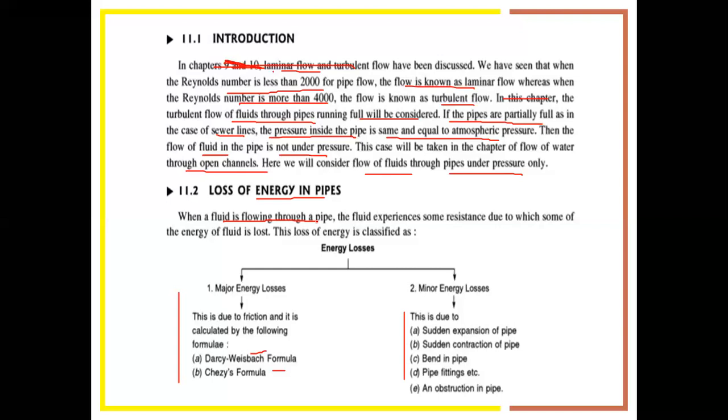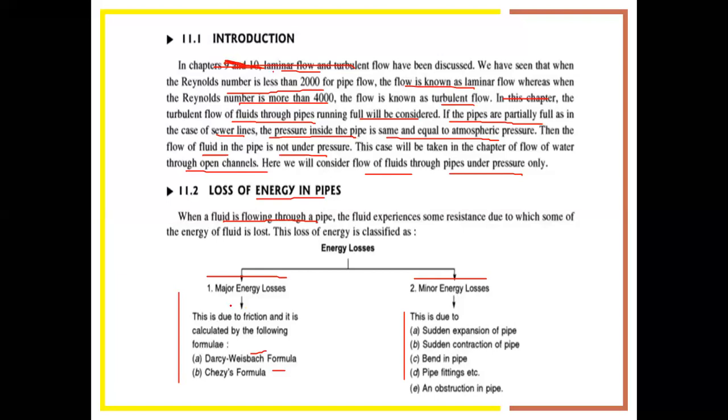That is another case. But in a natural gravity section, whenever the water experiences some sort of resistance in the pipe flow, whenever it takes a bend or passes pipe fittings or a sudden contraction or sudden expansion of the pipe, some energy is lost. This loss of energy is classified into two types: major energy loss and minor energy loss.